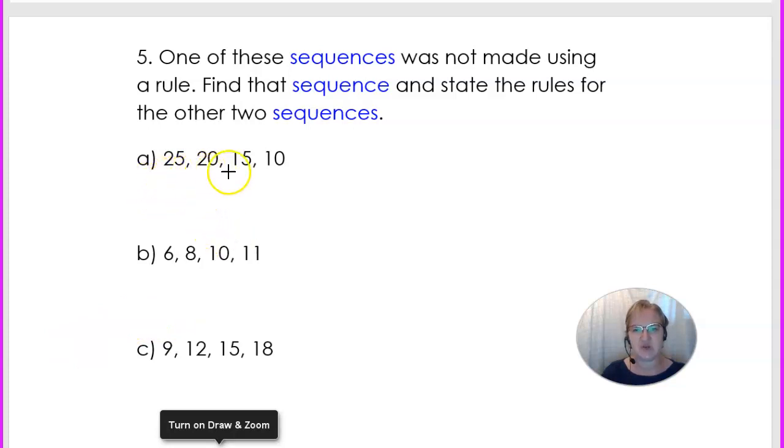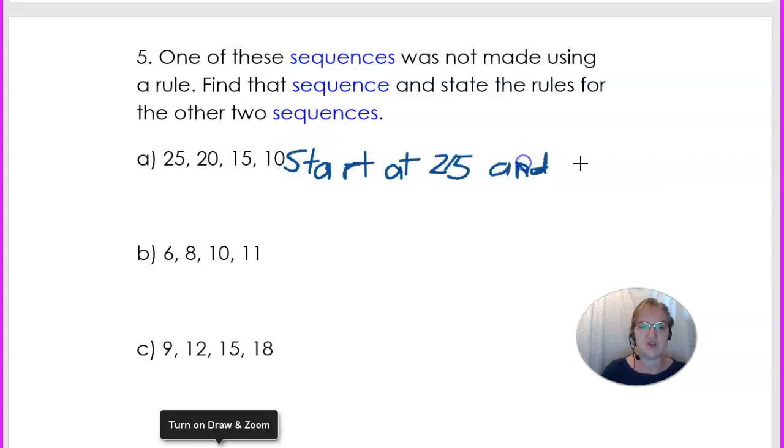We've got 25, 20, 15, and 10. Well, we can easily see that that one, we are starting at 25. Start at 25, and I'm going to use the subtract sign and subtract 5 each time. All right, let's look at B.